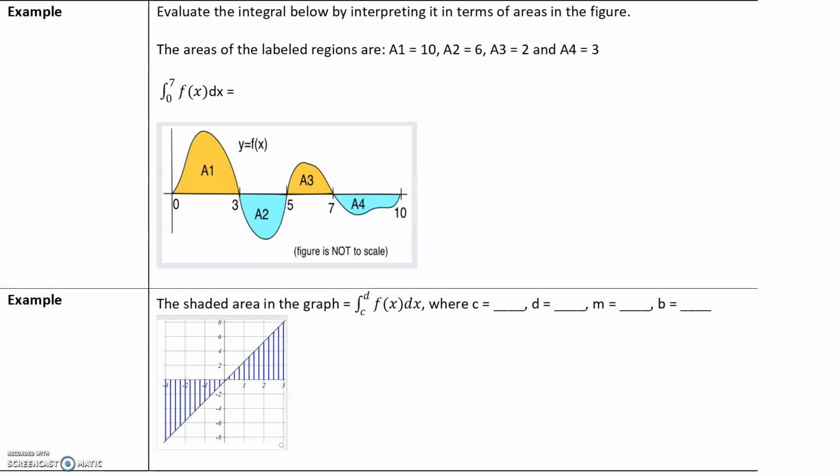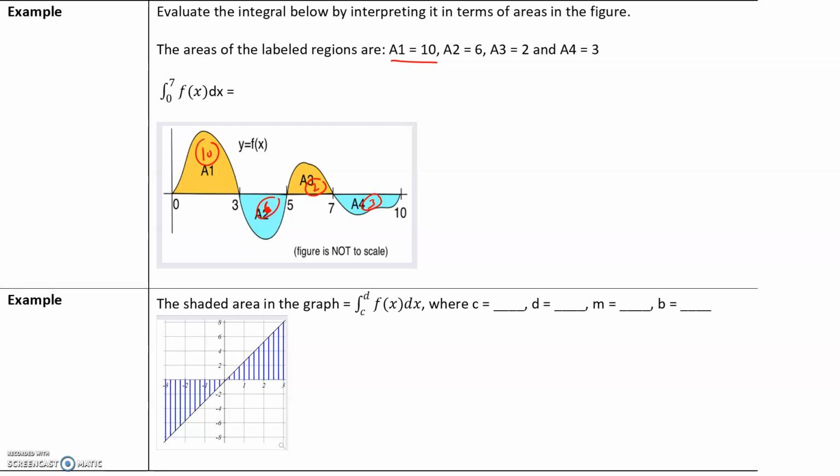Here's an example of that. Evaluate the integral below by interpreting it in terms of the figure. So here's what we know, that we want to find the area under this function from 0 to 7. Okay, so we want to find the area between the curve and the x-axis from 0 to 7. And here's what we're given. A1 is 10, so this is going to be 10. A2 is 6. A3 is 2. And A4 is 3.